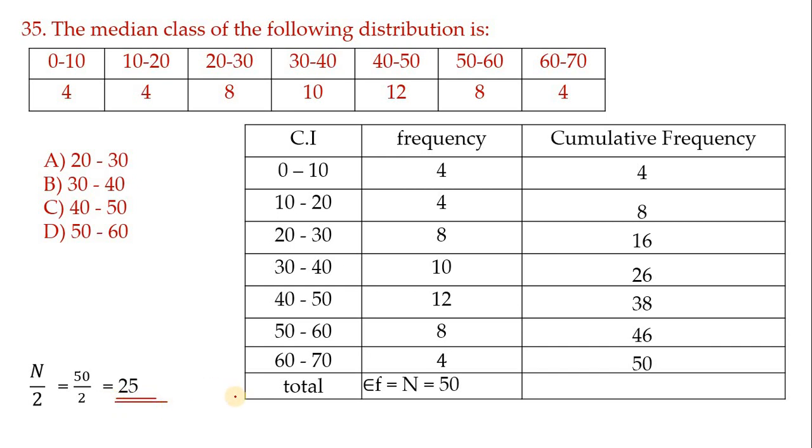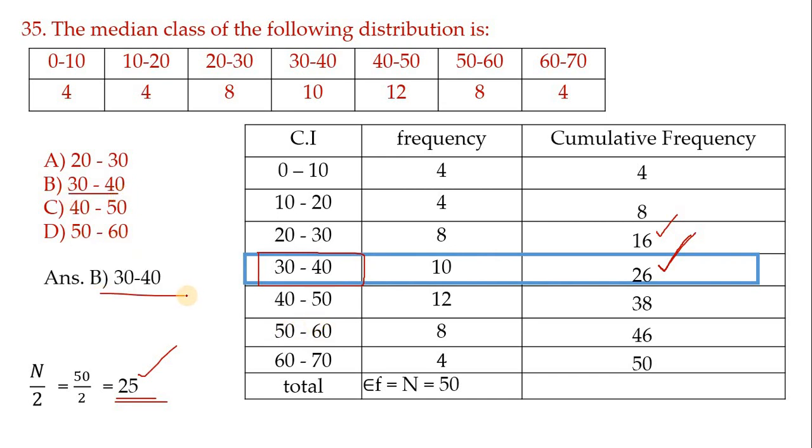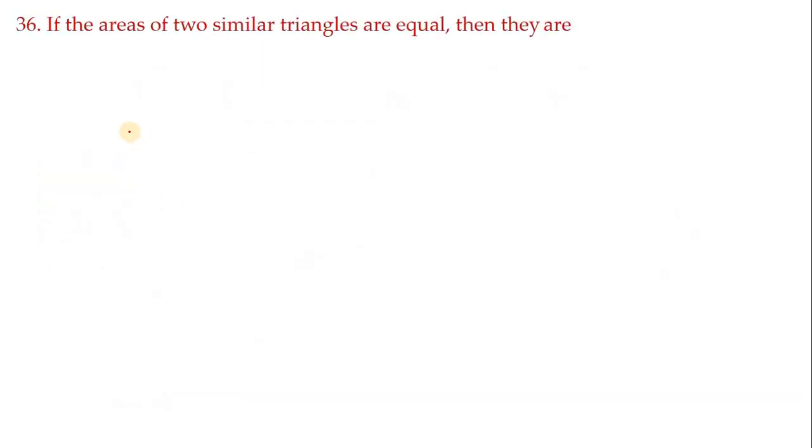Now 25 belongs to which class interval? See, here there will be numbers from 17 to 26. Here it has ended at 16. So here numbers will be from 17 to 26. We have got 25, hence it is related to this class interval. Draw the box for that, and its class interval is 30 to 40. So correct option is B. Move on to the next one.